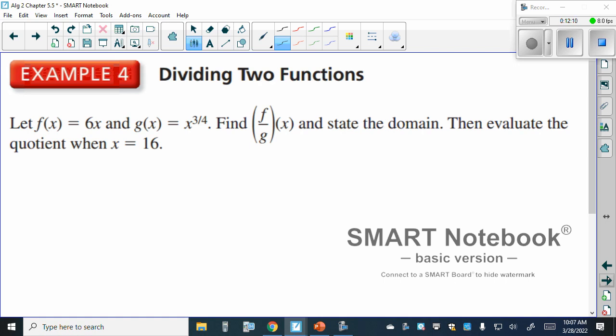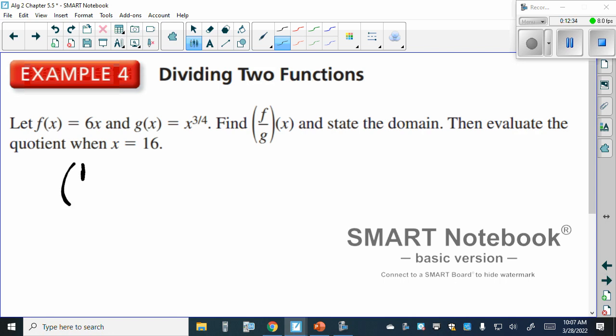Now, f divided by g of x, and state the domain. So again, for the domain with division, we can't have a negative inside the radical. The 3/4 exponent is technically a radical, so we can't have it be negative. But also, whatever values are going to make g of x 0 don't work either. We can't have 0 in the denominator of a fraction.